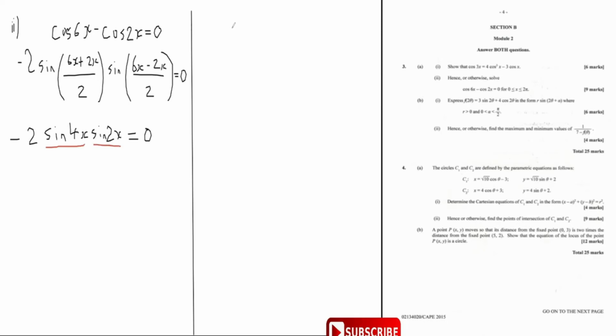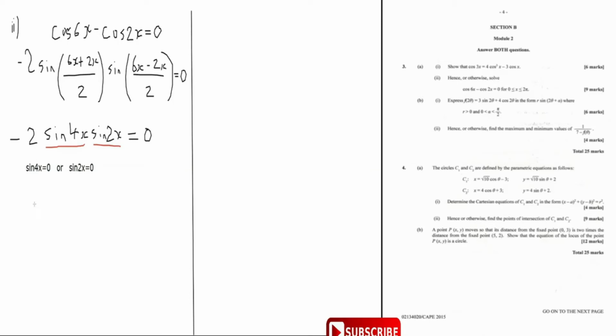So all we have to do now is write that down. So it's either sine 4x is equal to 0 or sine 2x is equal to 0. That's what we have. It's one of those two.